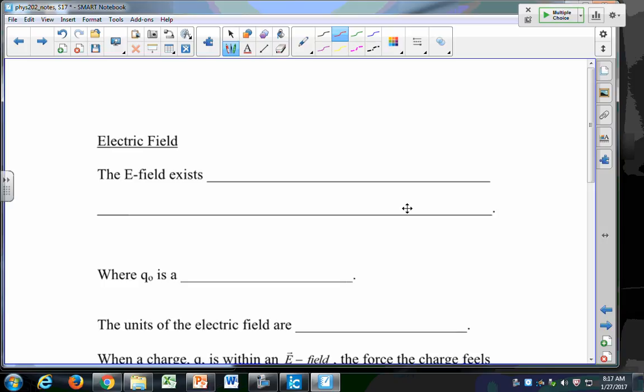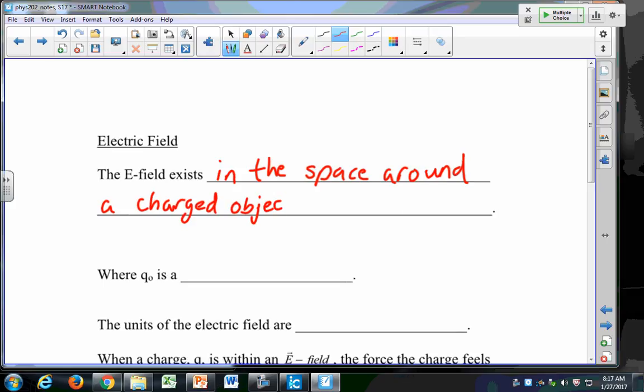All right, first, the electric field. The electric field exists in the space surrounding a charged object. We use the electric field to define the force, and the electric field is a vector quantity. It is defined as the force per unit charge. I'm going to introduce this idea of Q naught, where Q naught is a positive test charge.